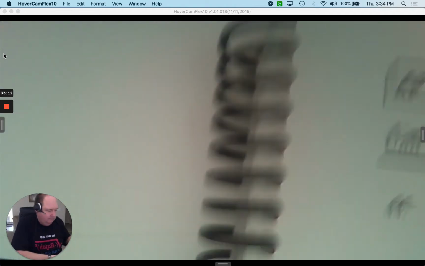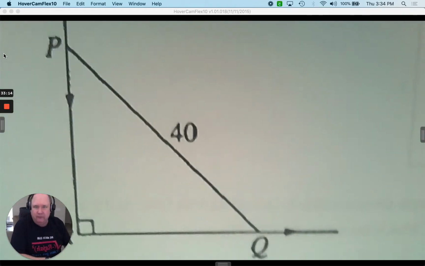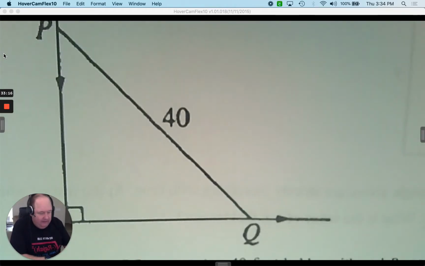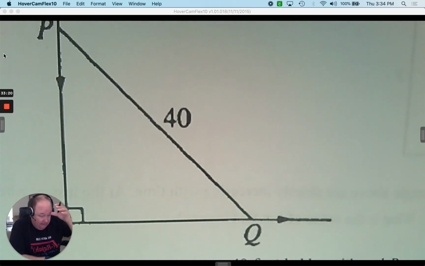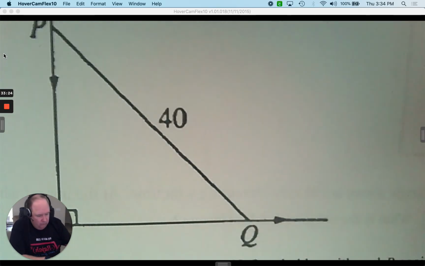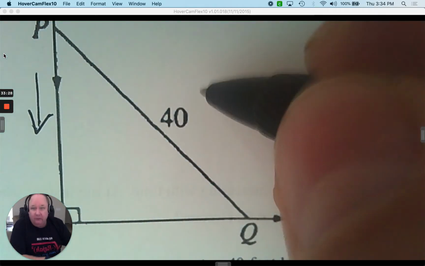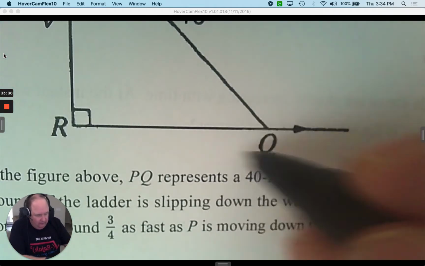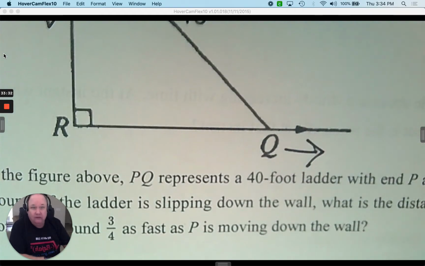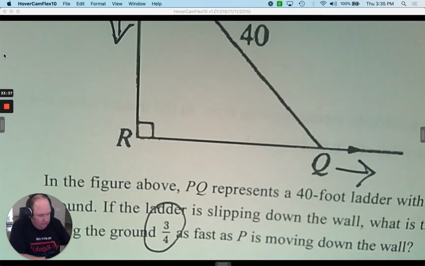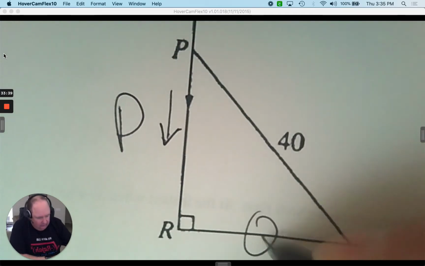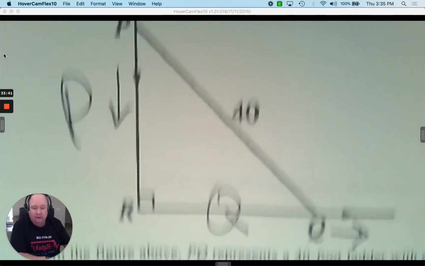44. I found this one to be the most challenging one. In the figure, PQ represents a 40-foot ladder with end P against a vertical wall and Q on the level ground. And it says that the ladder is falling, which means Q is going in this direction. And it says the rate is 3/4. So I'm going to call this P and this Q in terms of distance. And go from there.